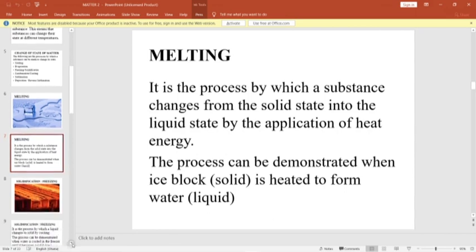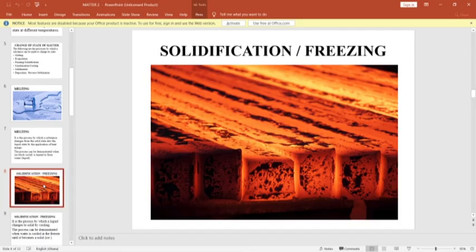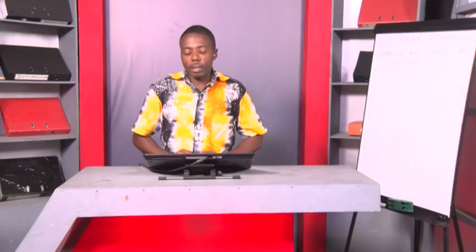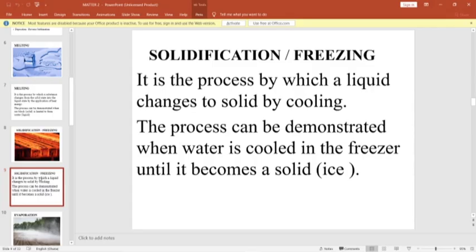Let's go on to our next process, which is solidification or freezing. And if you study the picture on your screen, you can see red hot metal going through solidification. So, when we talk of solidification, it is a process by which a liquid changes to solid by cooling.